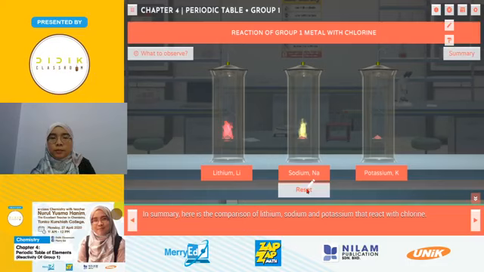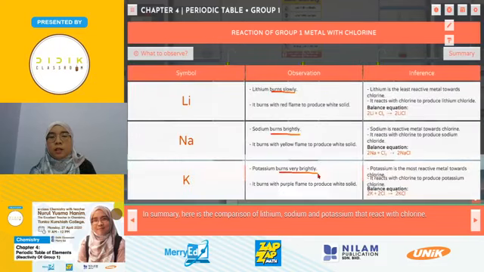Okay, so we look at the summary for those reactions. Lithium burns slowly, sodium burns brightly, and potassium burns very brightly because potassium is the most reactive compared to sodium and lithium. Lithium is the least reactive metal. It reacts with chlorine to produce lithium chloride. This is lithium chloride and it is a white solid.